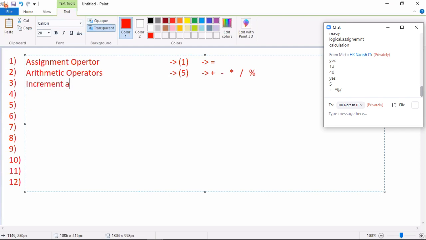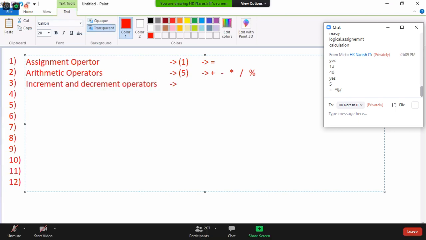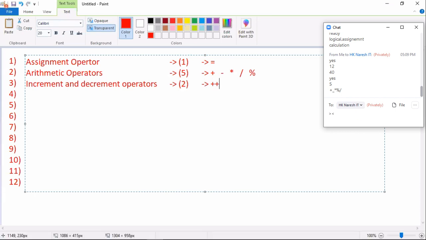Next to arithmetic, still in calculation, we have increment and decrement operators. How many are there? 2. What are they? Plus plus, minus minus. Okay, next.